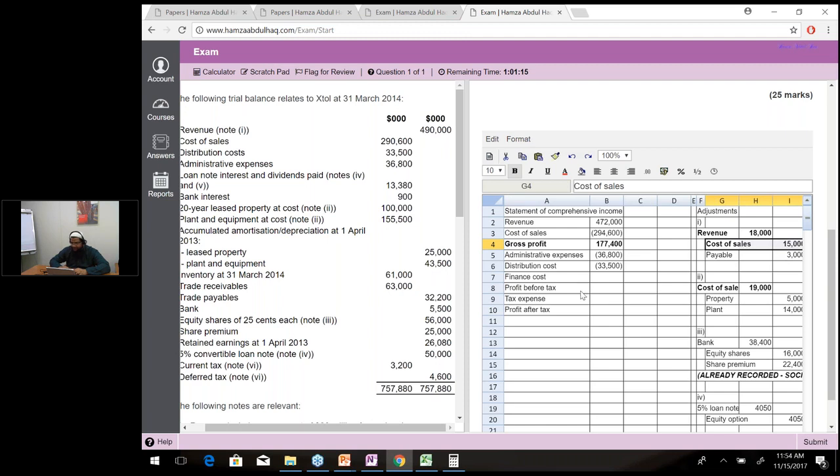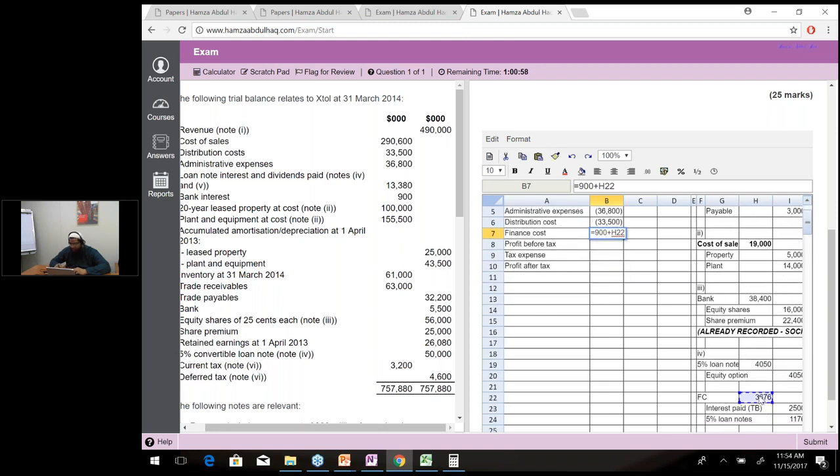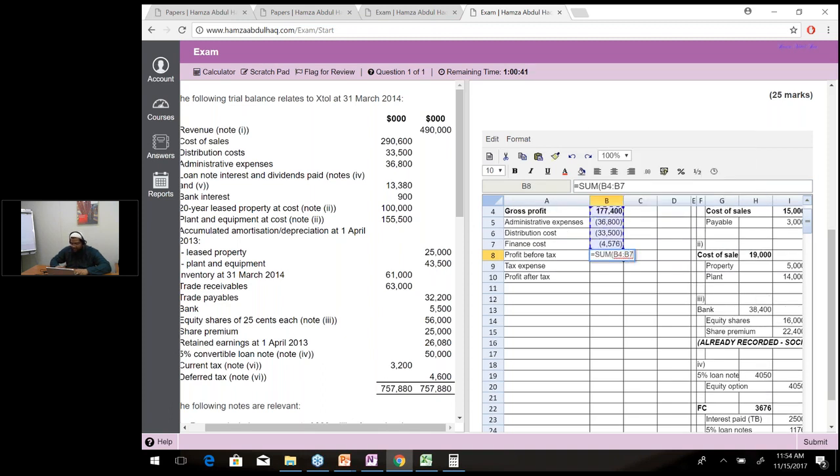I've incorporated these. And now if I look at the finance cost, is there any finance cost given in the question? The bank interest 900. So I'm going to write equals to 900 plus the finance cost on the loan notes. So making this bold and then writing a negative with a bracket. Do remember to write down brackets, otherwise your values will be incorrect. So now the profit before tax is the sum of all these. I'm making this bold to make it know that this is a total.